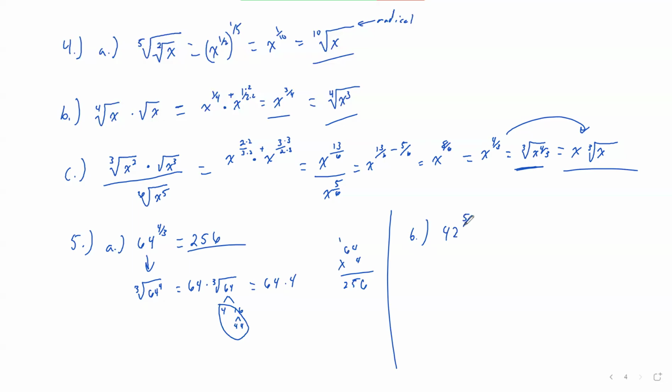All right, try this one. Go to 4 decimal places on this one. 42 raised to the 5/6. 4 decimals, to the 10,000ths place.